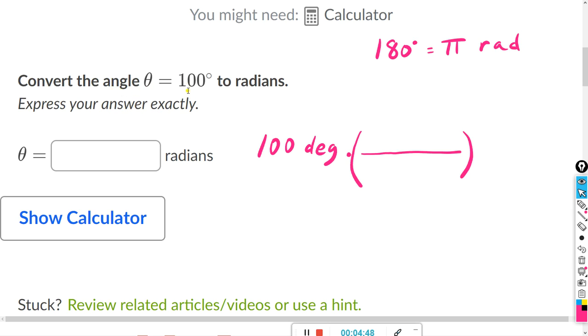Okay, here they want us to convert 100 degrees to radians. Express your answer exactly. So we start with 100 degrees, and we're going to multiply by the conversion fraction. Alright, we're going to do one over the other. Now, since I have degrees in the numerator and I want radians, I want degrees to cancel. So I'm going to put degrees down here in the denominator. So 180 degrees is going to go in the denominator. And pi radians goes in the numerator.